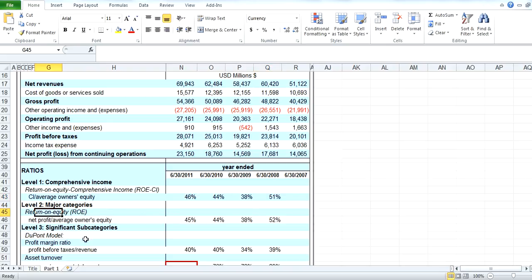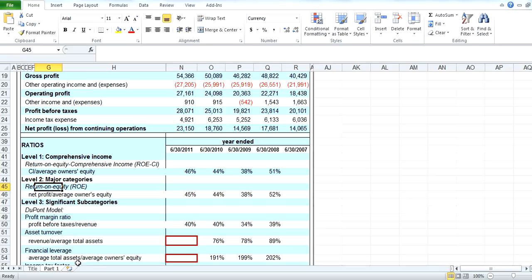Then they said the next thing we want to know is return on equity, so net profit divided by your average owner's equity, and we got our numbers. They wanted to know profit margin, so profit before taxes divided by revenue, run it, and the same for asset turnover, and the same for financial leverage.